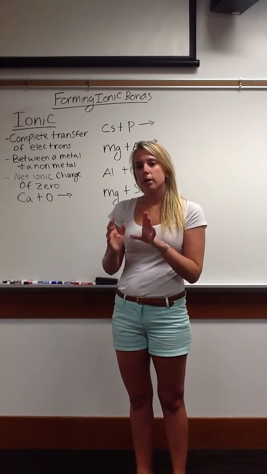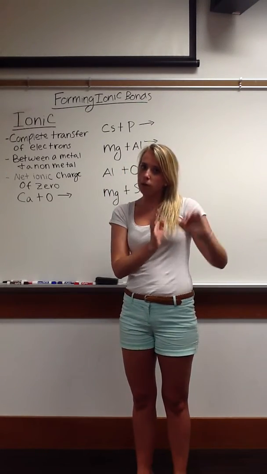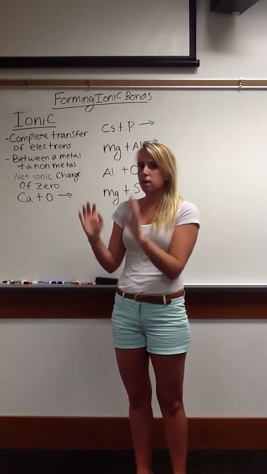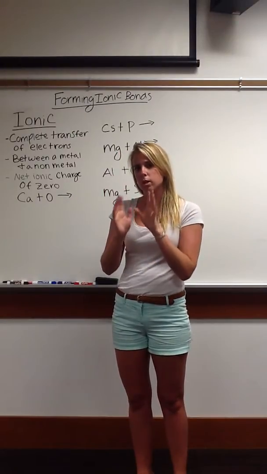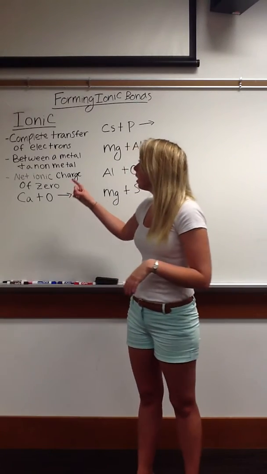And if you're looking at your periodic table, it's basically from carbon to the left is a metal, and then from carbon to the right is a nonmetal, excluding carbon. We're going to talk about carbon when we talk about a covalent bond, but not an ionic bond.